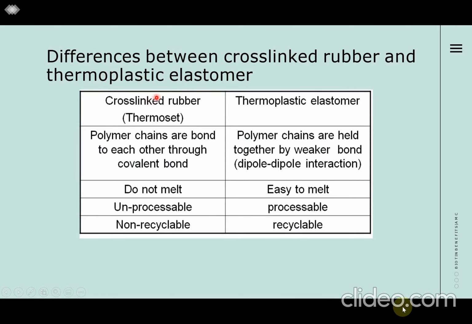Now we look into the differences between cross-linked rubber and thermoplastic elastomer. As for cross-linked rubber, I hope you still remember that it will lead you to the thermoset elastomer product. This cross-linked rubber, or thermoset elastomer, is bonded through covalent bonds. It also does not melt, is unprocessable and non-recyclable. In terms of the thermoplastic elastomer, the polymer chains are held together by weaker bonds such as dipole-dipole interaction. Thus, it is easy to melt, processable and easy to recycle.